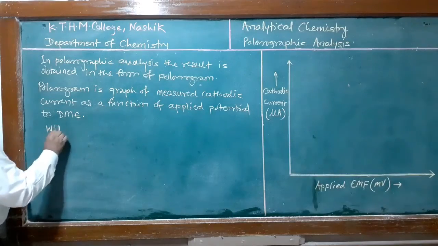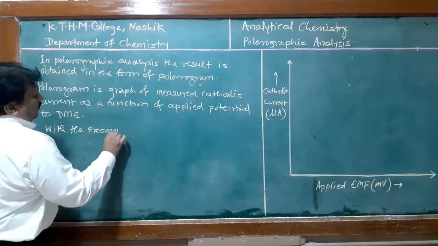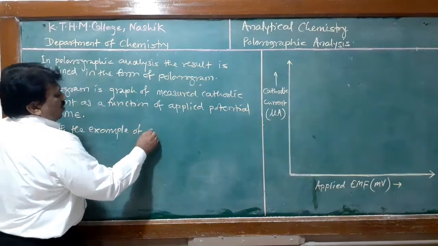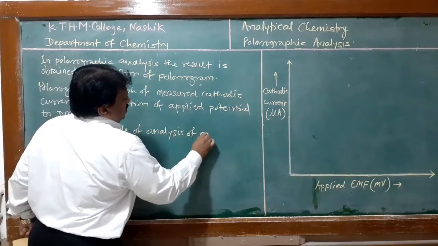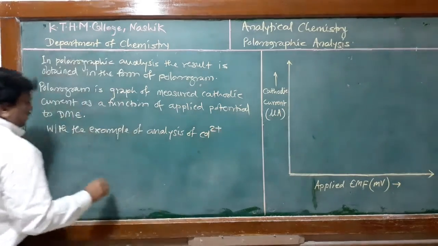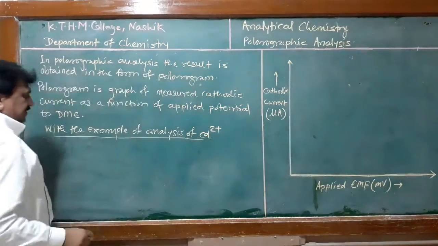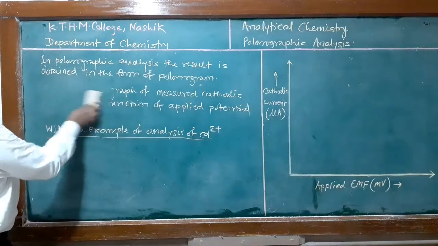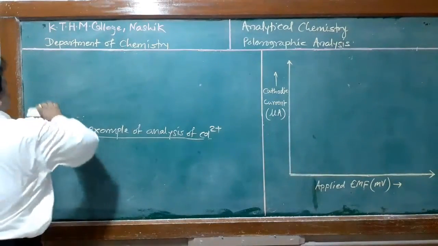With the example of analysis of cadmium ion, we can discuss the formation of the polarogram in polarographic analysis. In this analysis, the oxygen-free cadmium ions are taken in a polarographic cell.